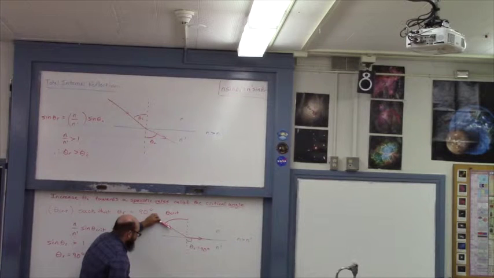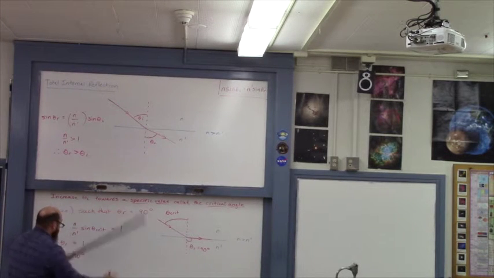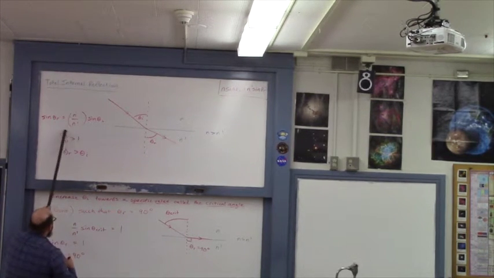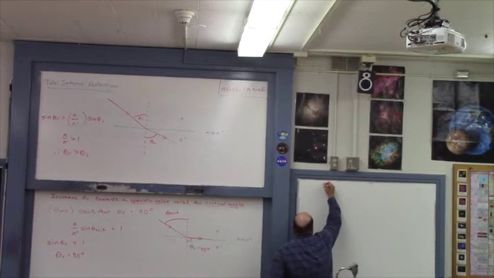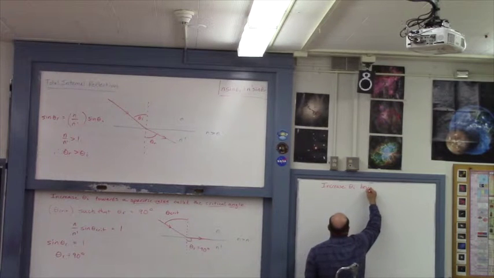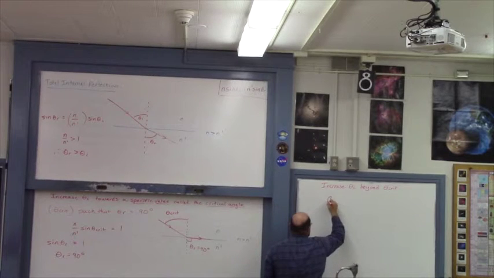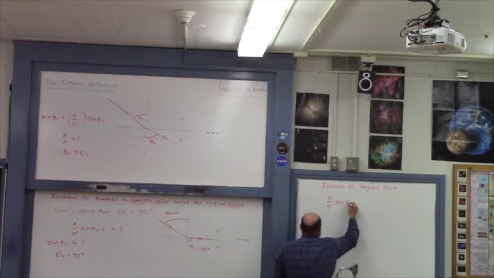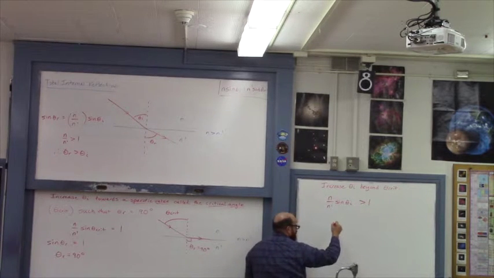Now take the angle of incidence and make it bigger than the critical angle. If you take the angle of incidence and make it bigger than the critical angle, this product here is now a number that is greater than 1. So now you increase theta incidence beyond the critical angle. When you do this product, the right-hand side of the expression is greater than 1.